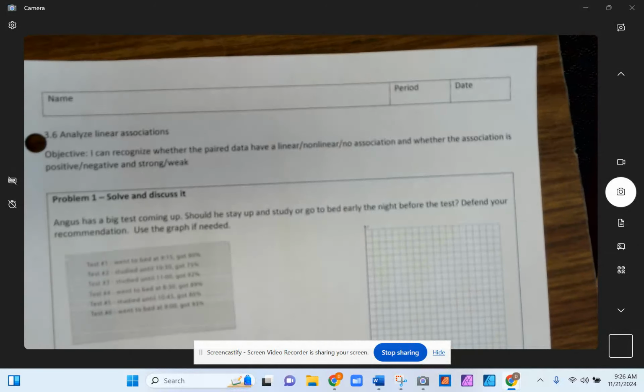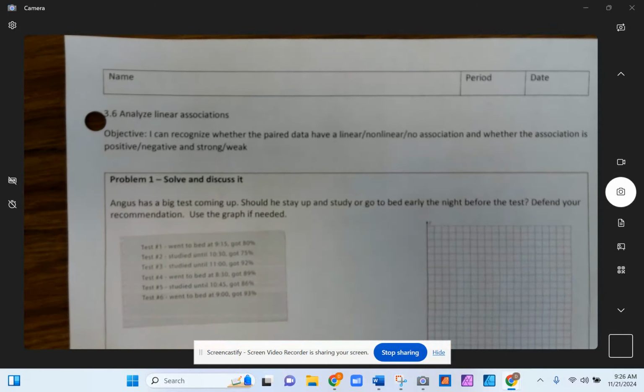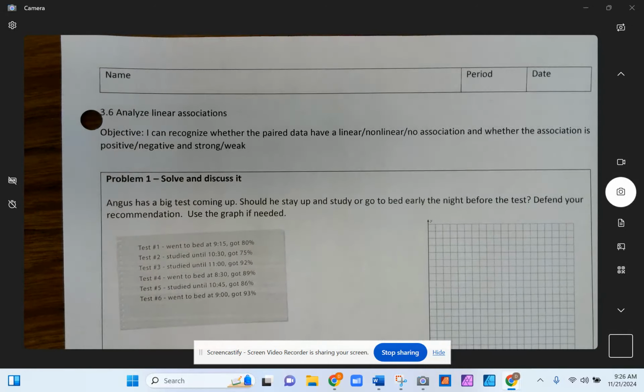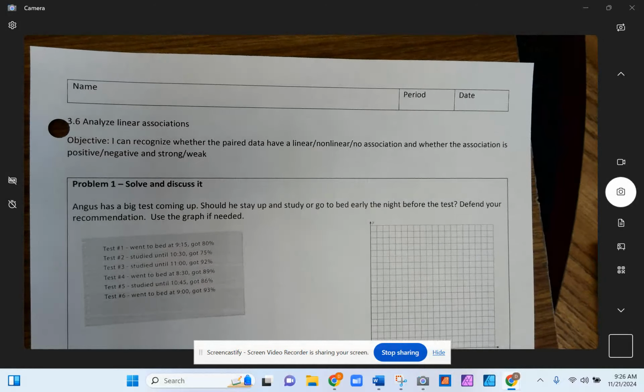Anyway, as we're talking about linear associations, or scatter plots, our objective here. Let's see if I can focus this. My doc cam seems to be fading and going down, and you really need a screwdriver.